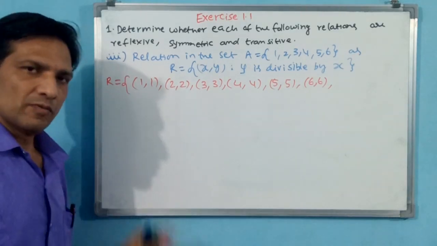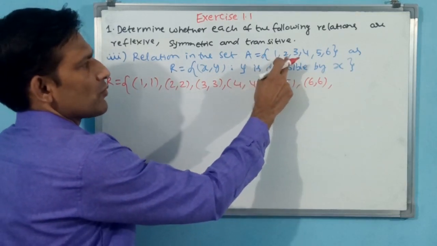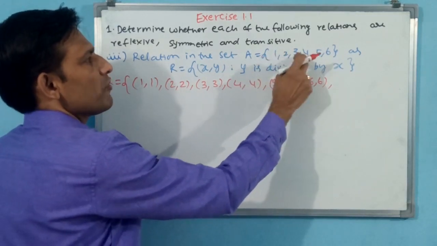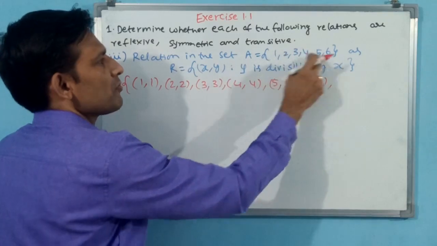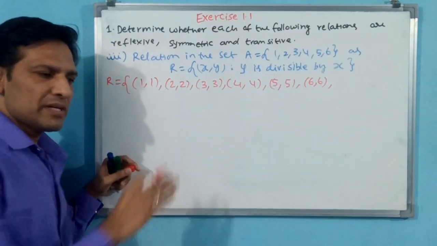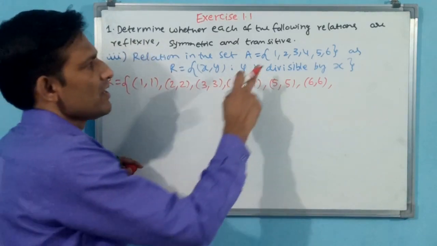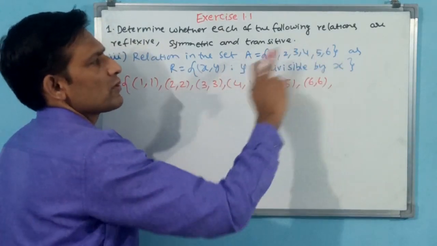This we have taken. Next we see 2 is divisible by 1, 3 is divisible by 1, 4 is divisible by 1, 5 is divisible by 1, 6 is divisible by 1. That means any number can be divisible by 1. Why? Because 1 into that number, then remainder 0 will come. That is why 1, 1 over, now we take 1, 2, 1, 3 all.